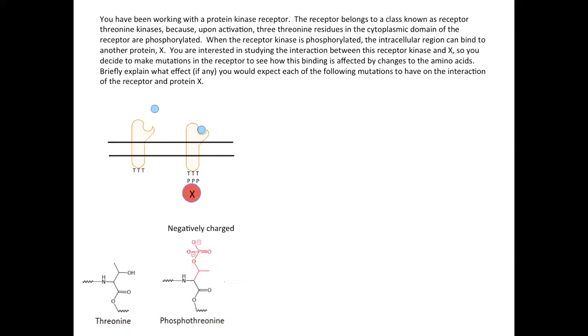So you are interested in studying the interaction between this receptor kinase and protein X. So you decided to make mutations in the receptor to see how this binding would be affected. Briefly explain what effect, if any, you would expect each of the following mutations to have on the interaction of the receptor and protein X.